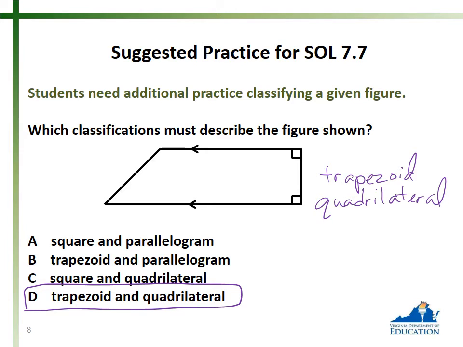And so we don't even have to go through the rest. The arrows tip it off. So these two arrows right here, we have a different color so you can see a little better. It says that we have one pair of parallel sides, which gives us the trapezoid. Since it has 4 sides, it can also be a quadrilateral.